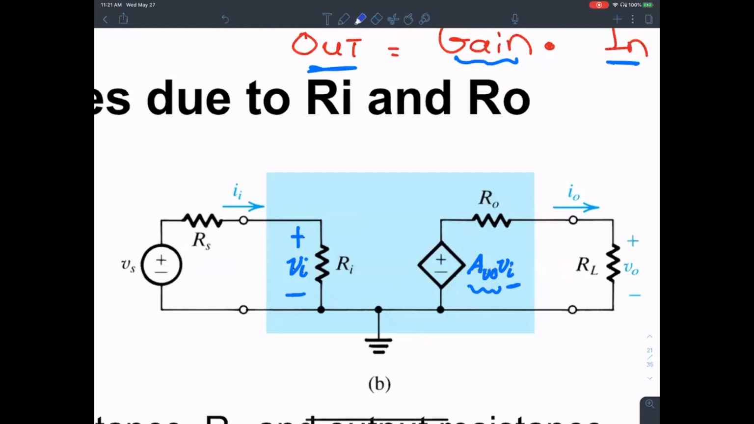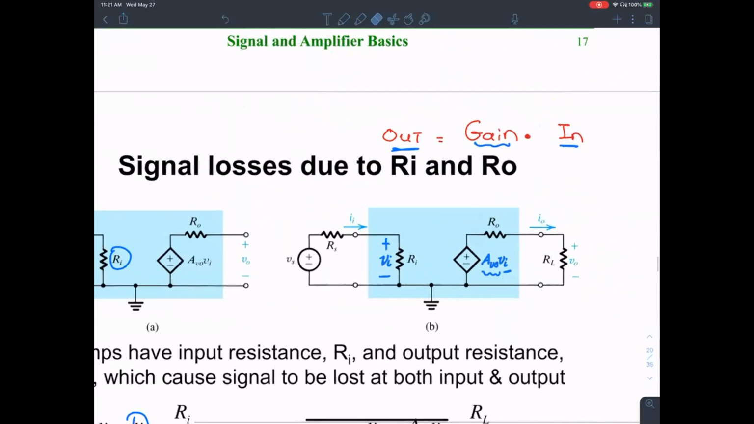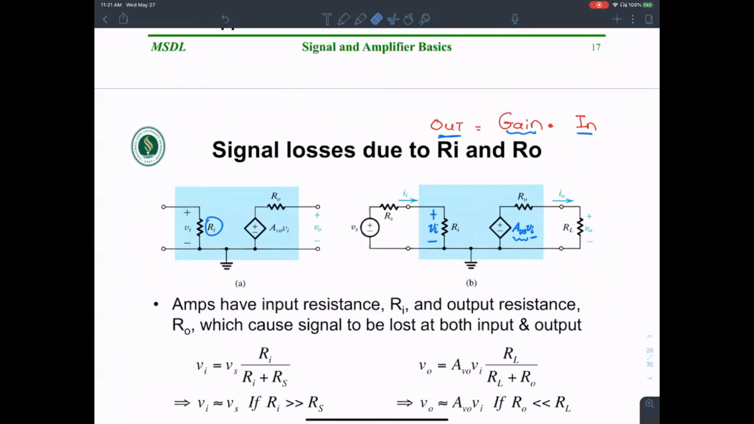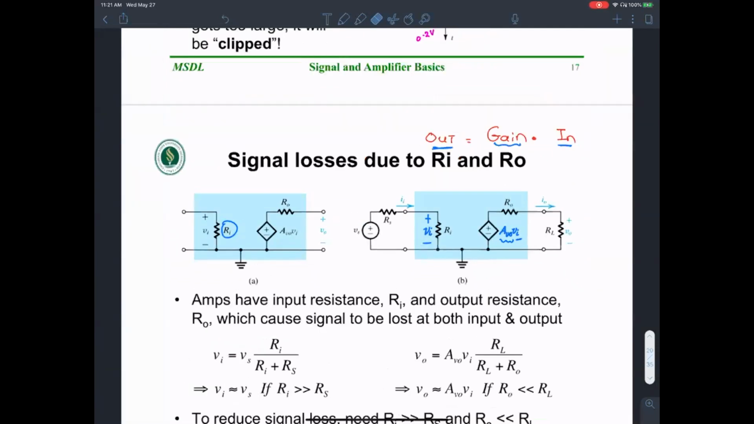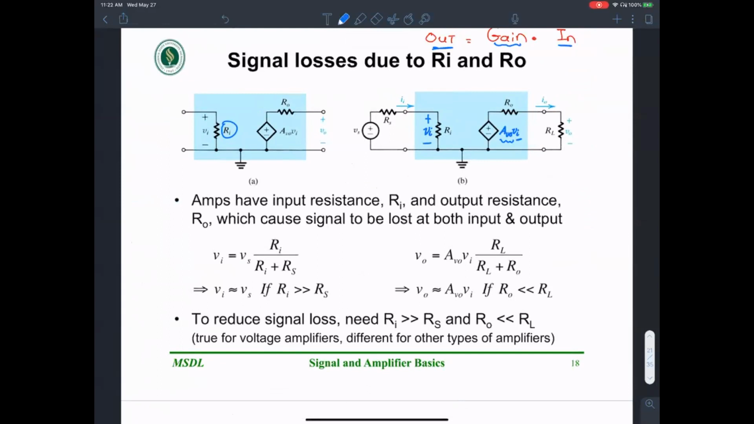But not all of that shows up here in the load resistance. Only some of it shows up because some of the signal is lost to RO. Okay, what we are interested in calculating is the gain between Vs and V naught, or the relationship between the input that is applied and the output that we see. So in order to get the value for Vi, which is a voltage divider, the voltage dropped across this is Ri over the sum of those two resistances, times Vs. That's the input voltage here.